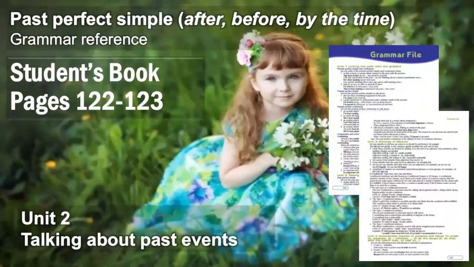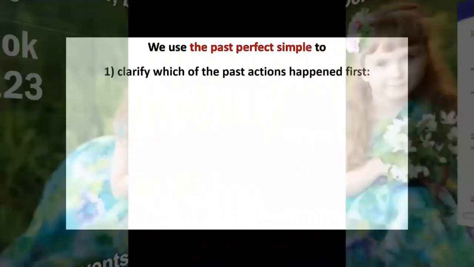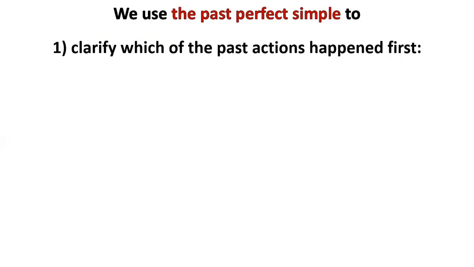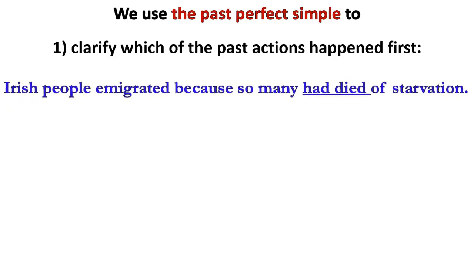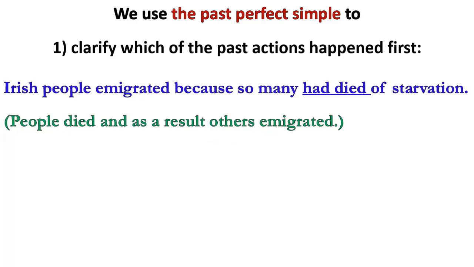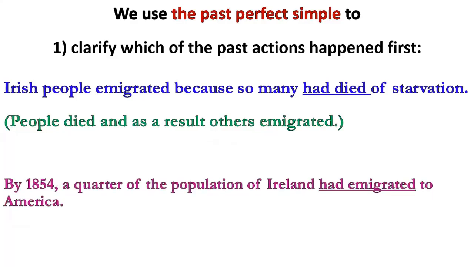Now, my dear students, open your student's book, pages 122-123. We'll talk here on this page about the past perfect tense with after, before, by the time. We use the past perfect tense to, number one, clarify which of the past actions happened first. For example, Irish people immigrated because so many had died of starvation. People died, and as a result, others immigrated. By 1854, a quarter of the population of Ireland had immigrated to America. They immigrated before 1854.